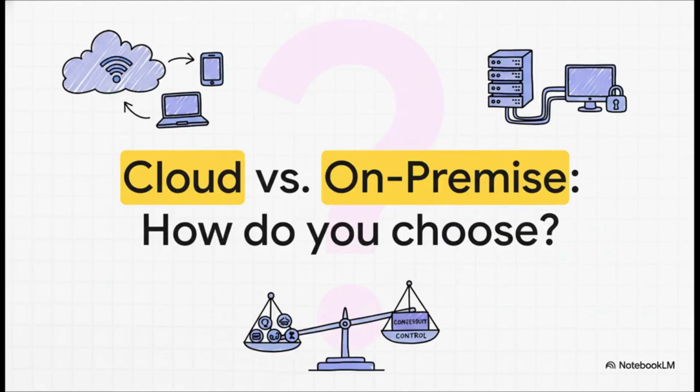Now, during that selection process, you're going to hit a big fork in the road: cloud versus on-premise. And there's no single right answer. It really depends on what you need. If you need absolute maximum control and deep customization, then on-premise could be the way to go. But if you value easy access, lower upfront costs, and getting up and running quickly, then a cloud solution is almost always the more strategic choice for most companies today.